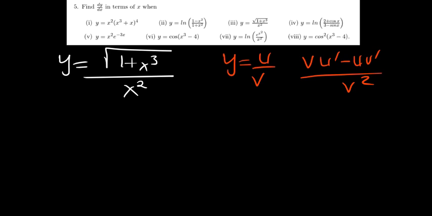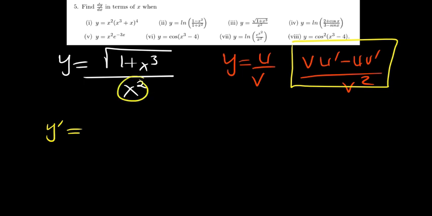If we're going to let our u be what is on top, we can go on and substitute in the function or in the equation there. So what is our v? Our v is the denominator, x squared. Now what is u prime? U prime implies you differentiate whatever is on top, right? Because our u is equal to that. So our u is equal to the square root of 1 plus x to the power 3.